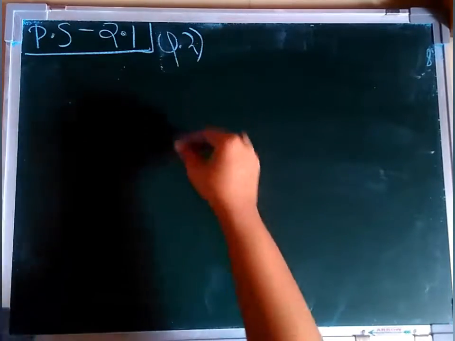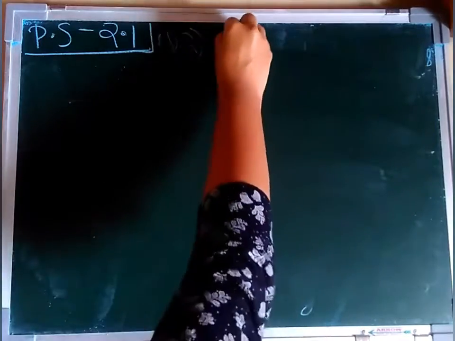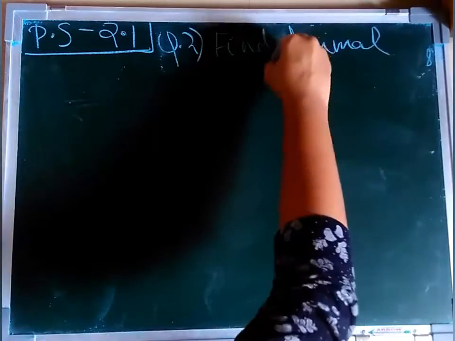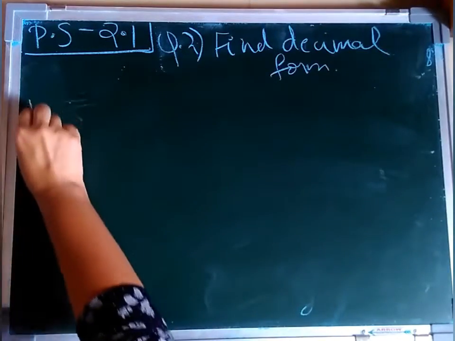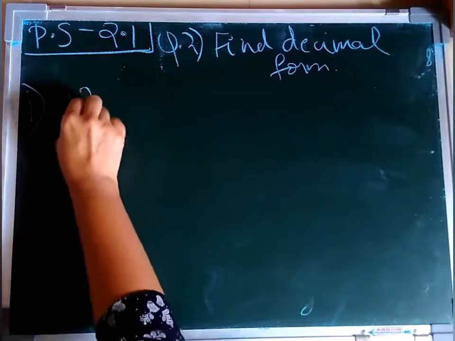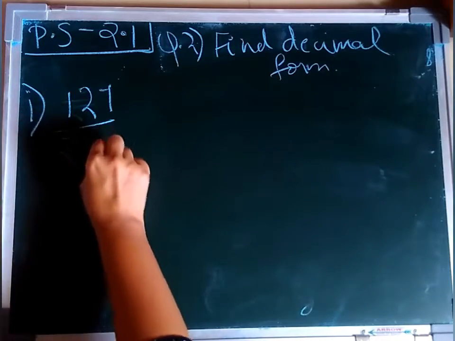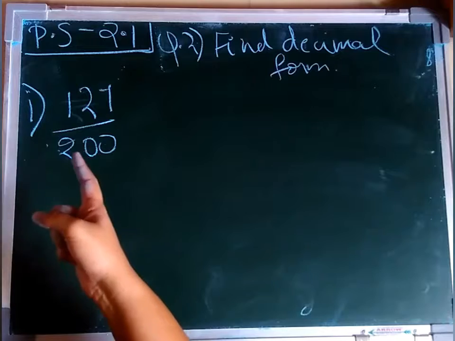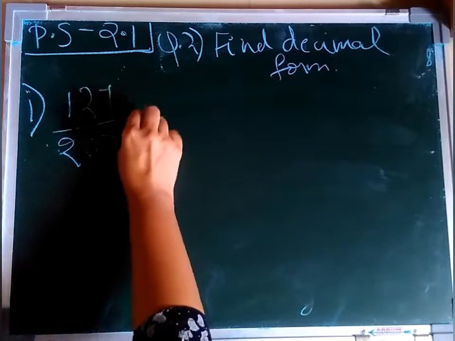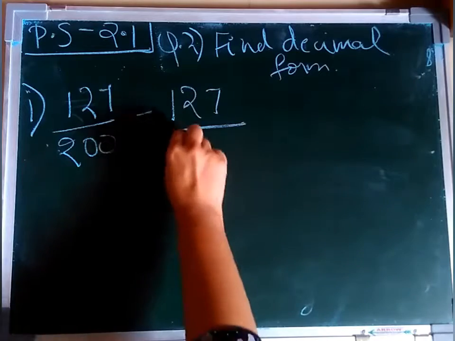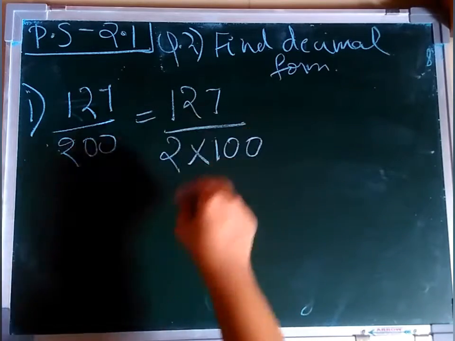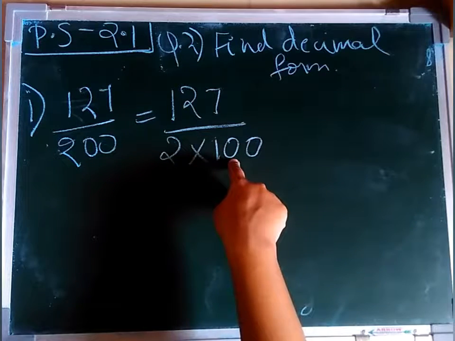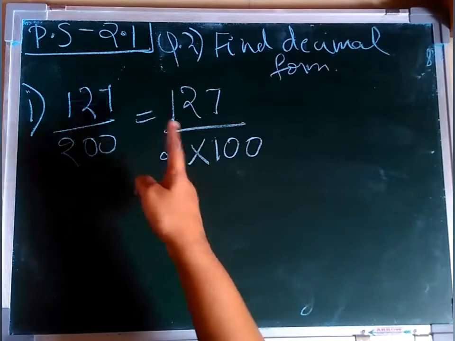Question 2 is, we have to find the decimal form. The first one is 127 upon 200. We have to find the decimal form of this rational number. Now if you notice, 200 is 2 times 100. So when you divide a number by 100, I have to shift the decimal point 2 times to the left side.